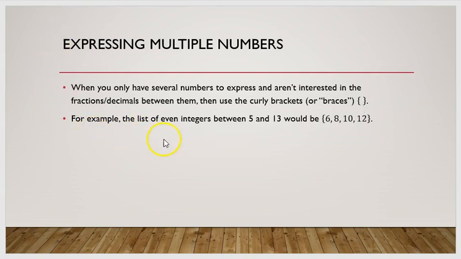To see an example, let's look at the list of even integers, and it's the fact that I'm saying integers that's excluding us from worrying about all the decimals and fractions between the numbers. So all of the even integers between 5 and 13, well, we have our curly brackets on the outsides, and then the even numbers between 5 and 13, we have 6, 8, 10, and 12. So this way we have listed that there are 4 answers to this example.